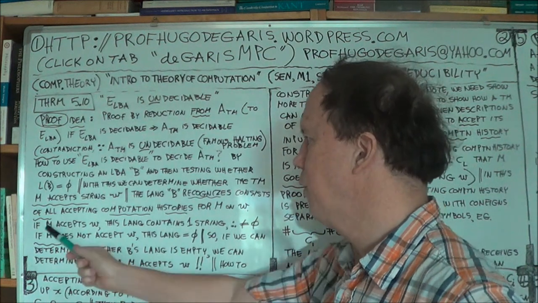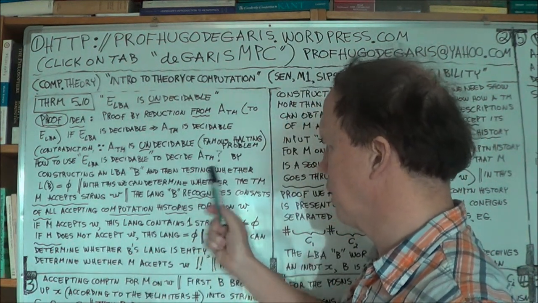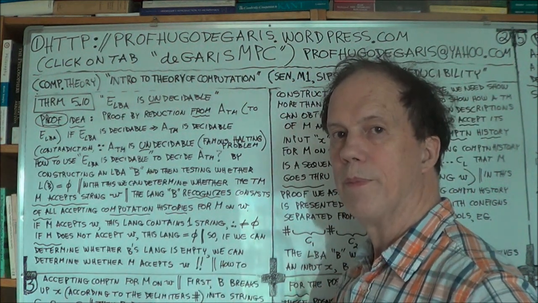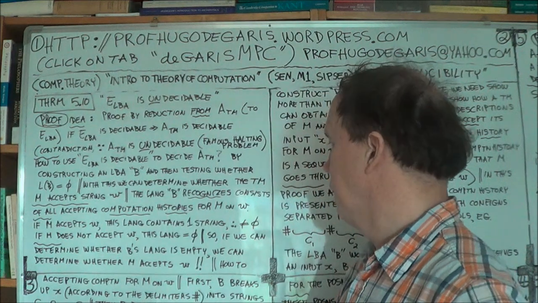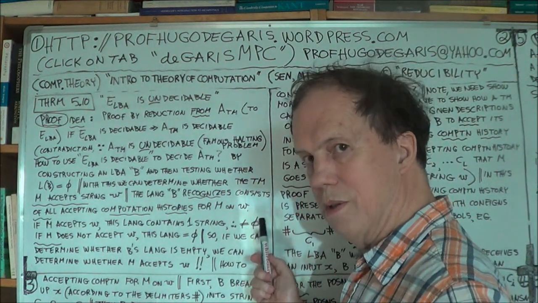Right? So if M accepts W, the language this B recognizes will contain one string. Okay, follow that? And therefore it's not the empty set, right? Because 1 is not 0.